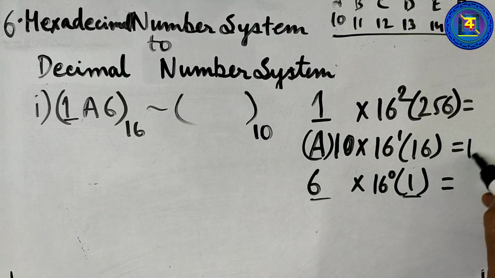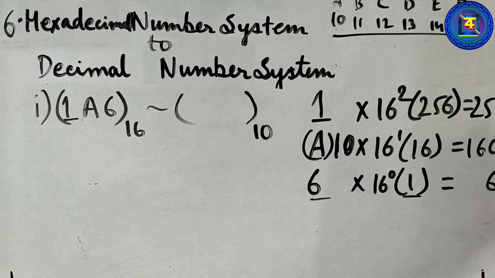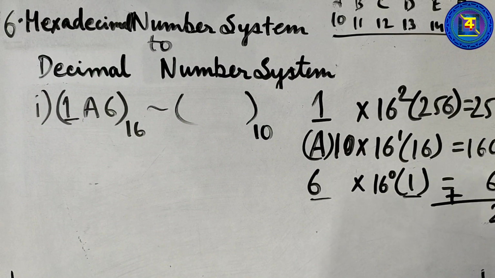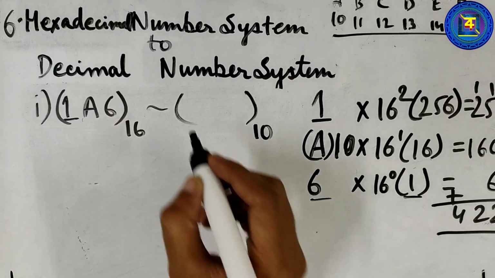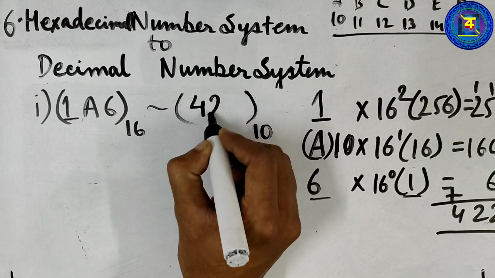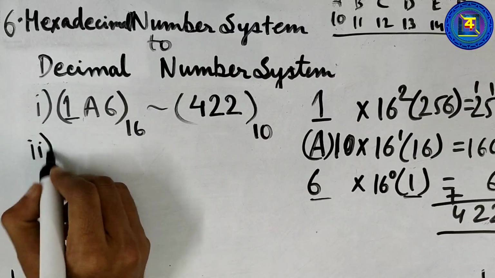10 into 16 is equal to 160, and 1 into 256 is equal to 256. And then when we add them up, it's going to end up at 422. Obviously 6, 6, 12, and then you can do the addition part later on, and you are going to end up at 422. So 1A6 will be written as 422 in decimal number system. Let's move to our very second question.